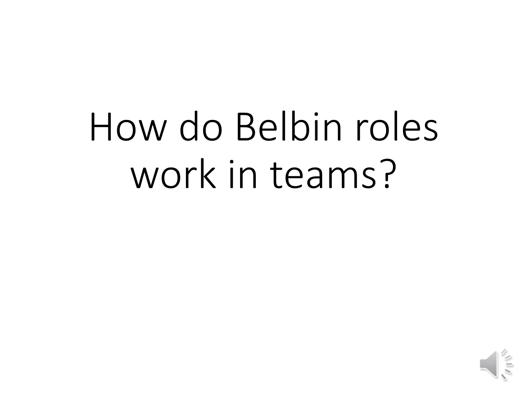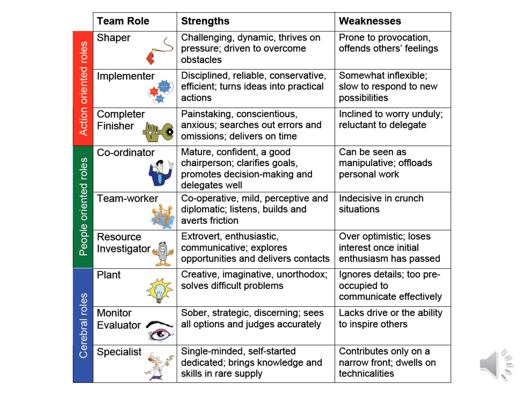So we're going to look at how Belbin roles work in teams. This is the 9 different Belbin roles. We can see the 9 roles all have their strengths and weaknesses. The roles are shaper, implementer, completer finisher, coordinator, team worker, resource investigator, plant, monitor evaluator and specialist.